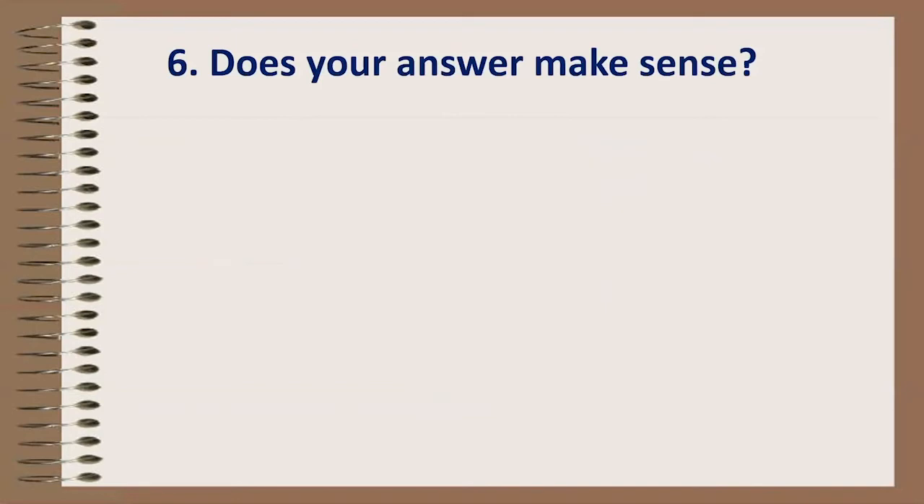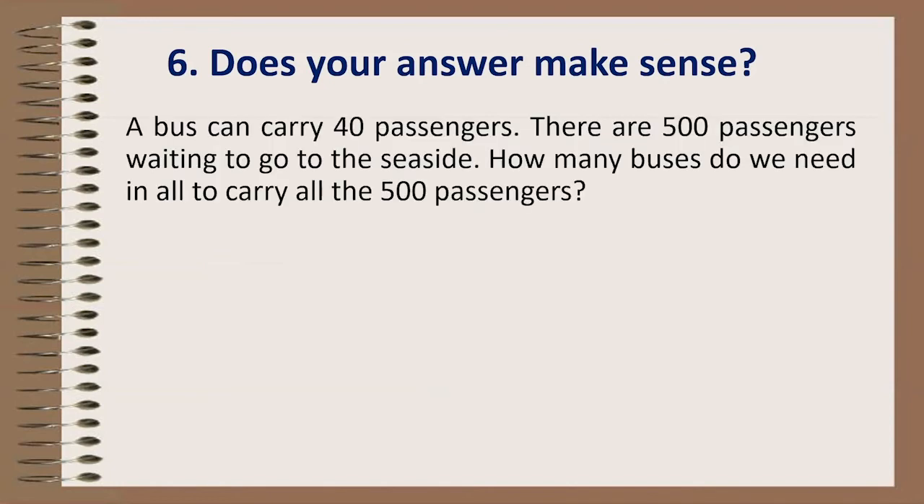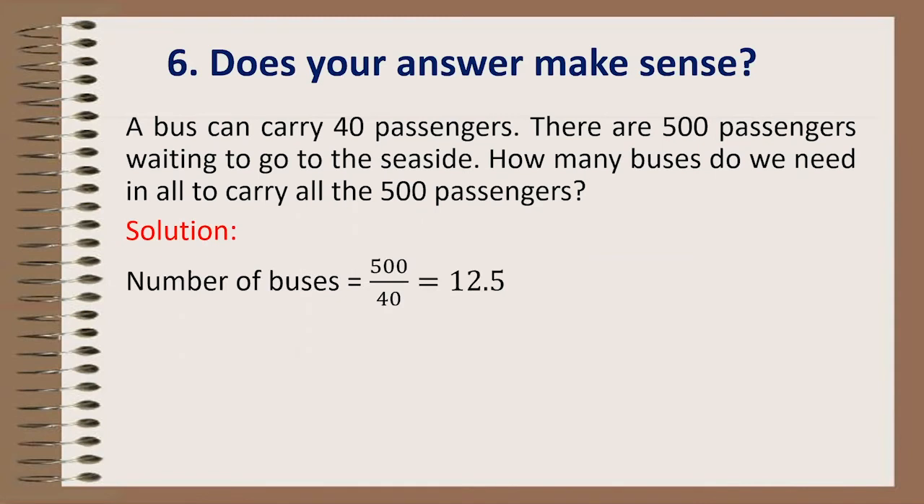Next, does your answer make sense? Let us have a look at this example. A bus can carry 40 passengers. There are 500 passengers waiting to go to the seaside. How many buses do we need in all to carry all the 500 passengers? So the number of buses will be 500 over 40, which is 12.5. Can we have 12.5 buses? Is it possible to take 12.5 buses to go to the sea?